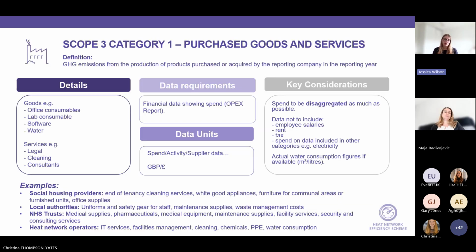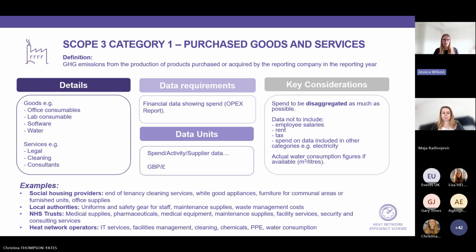So now we're going to go through each of the 15 categories individually to give an overview. So we're going to run through the details, the data requirements, the units, and some of the key considerations for this. And we're also going to provide a few examples for a few different types of businesses. As mentioned before, the boundary setting is quite nuanced for each company or business. So what to include and what not to include can depend on each company. So this is just some typical examples, but they're not exhaustive by any means.